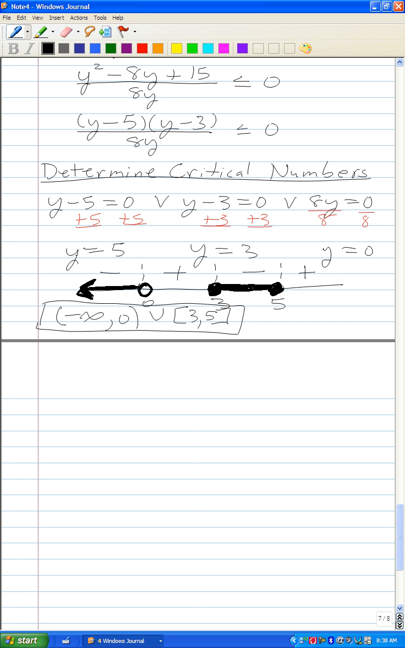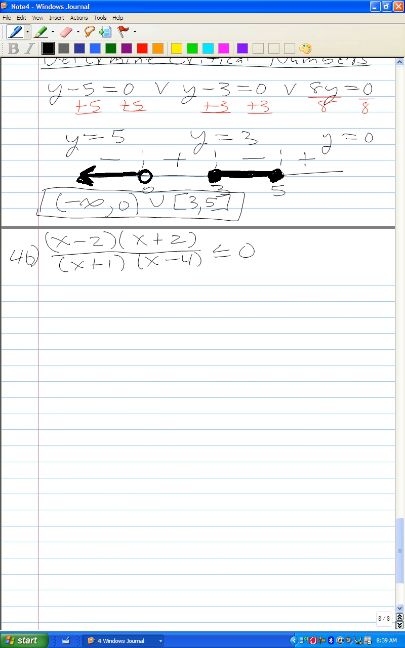That finishes section 8. No, it doesn't. Let's do problem number 46. X minus 2, x plus 2 over x plus 1, x minus 4, less than or equal to 0.